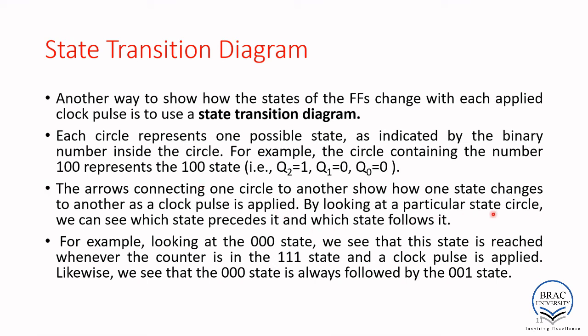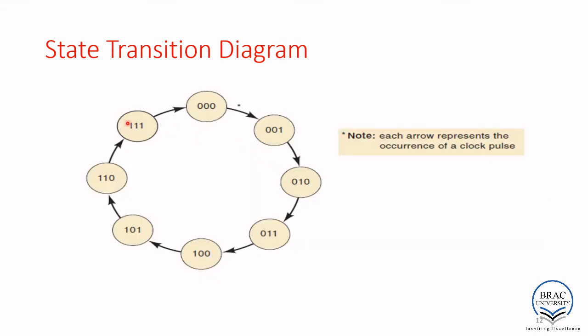By looking at a particular state circle, we can see which state precedes it and which state follows it. For example, looking at the 000 state, we see that the state is reached whenever the counter is in the 111 state and a clock pulse is applied. Likewise, the 000 state is followed by the 001 state. Let's look at the 3-bit counter. The state transition diagram will be something like this: 000, 001, 010, 011, 100, 101, 110, 111, again 000.